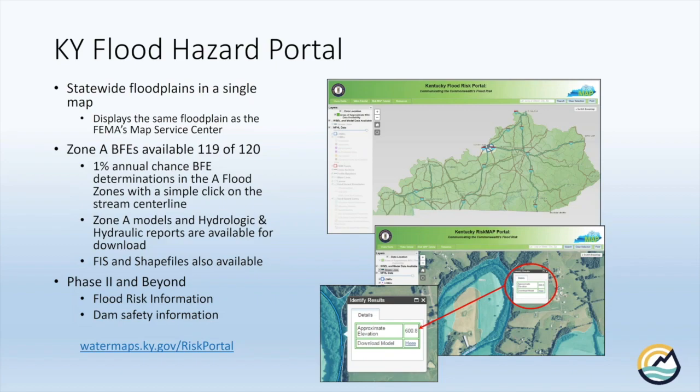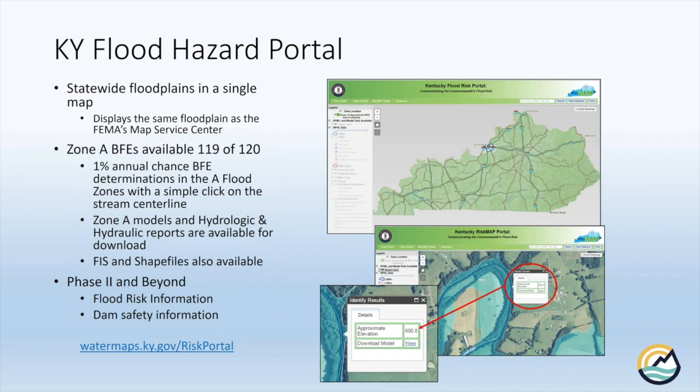The only time the Flood Hazard Portal doesn't work for A-zones is in areas where there's sinkhole flooding. On those, you do still have to contact us directly, but for anything else that's a stream in an A-zone, you can get that information yourself automatically today.